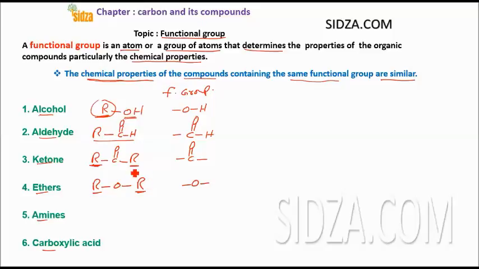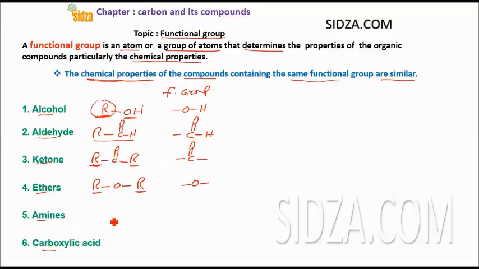Like suppose we have ketones and ethers, right? Ketones and ethers can have the same R groups here. Suppose you have methyl and methyl, but the properties will be different. Why? Because the functional group is different, right? So if the functional group is different, the property will be different, because the chemical property of a compound depends on the functional group.